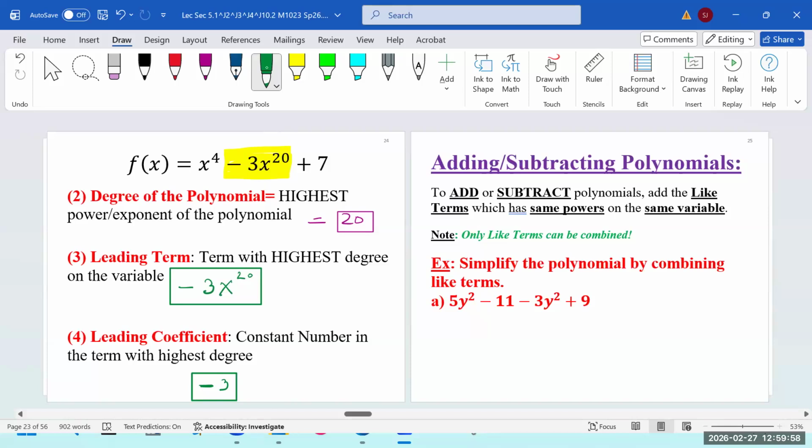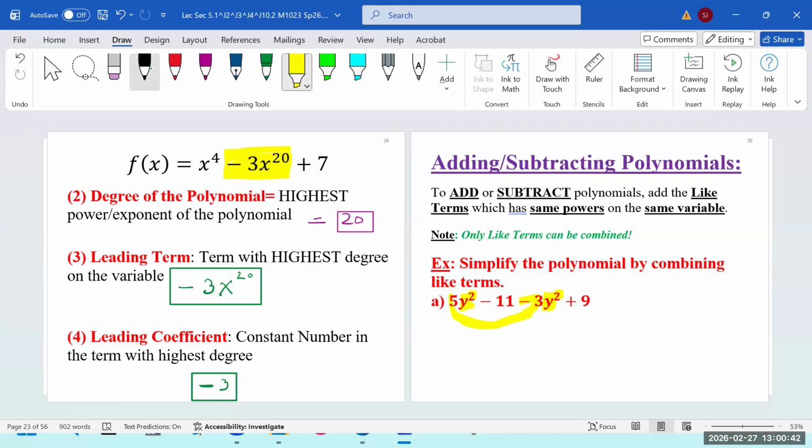Now, when we add or subtract polynomials, we look at the degrees. Based on your degree, you collect and combine their coefficients. So in this example, we have 5y squared minus 11 minus 3y squared plus 9. Our degree here is 2, and we have 2 of them, y squared and y squared. So to add and subtract, you keep your y squared and just combine their coefficients.